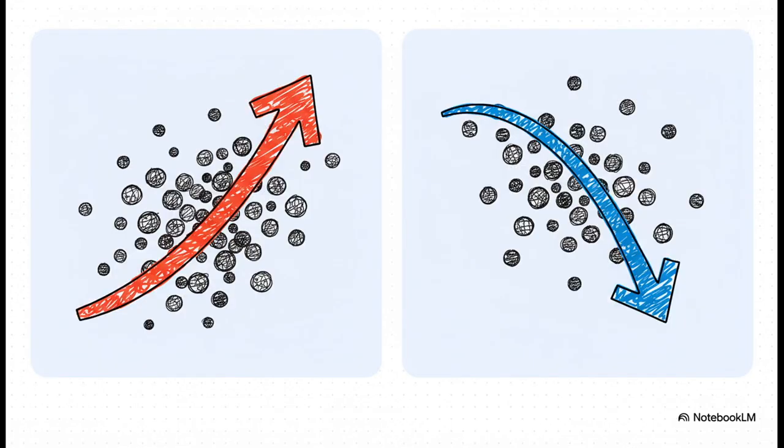Now, we have specific names for these trends. When the dots are trending upwards, meaning as one thing increases, the other thing also increases, we call that a positive association. And when they trend downwards, so as one thing goes up, the other goes down, we call that a negative association. Simple, right?